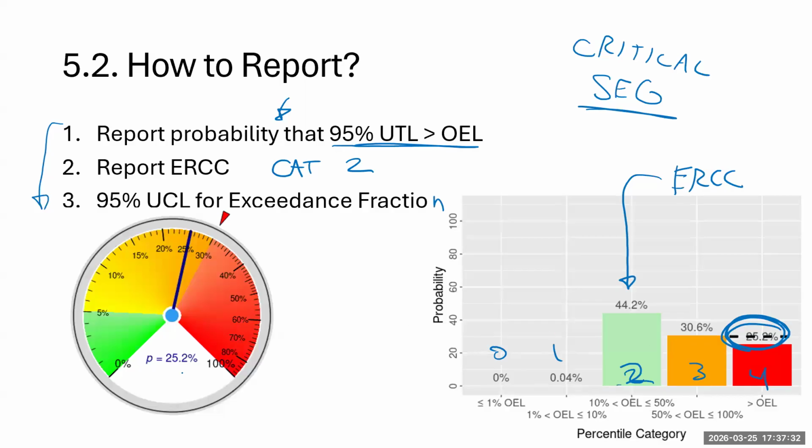In this case, it happens to be 25.2%. So it shows up in 3 or 4 different places in Expo Stats. It is not hidden by any means. They make it easy to find.